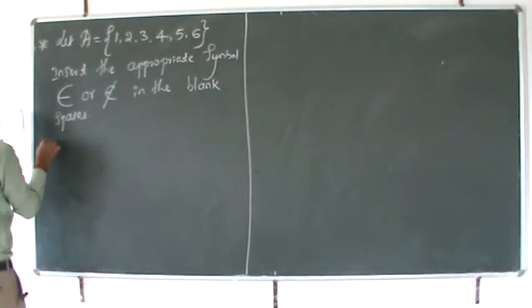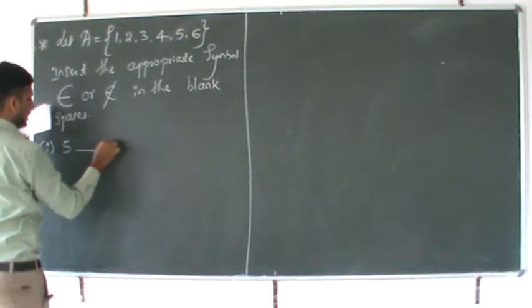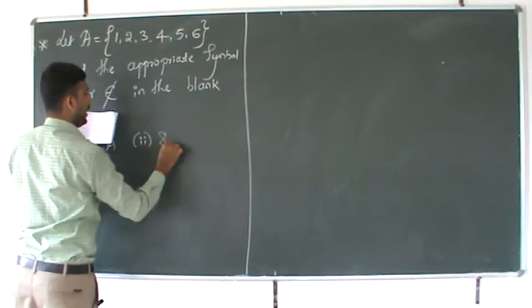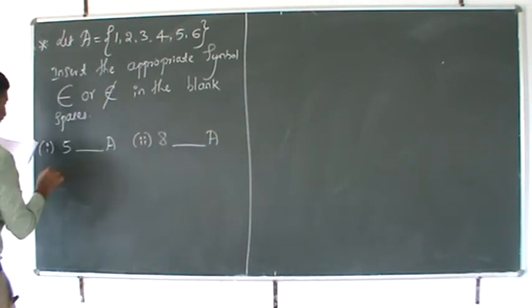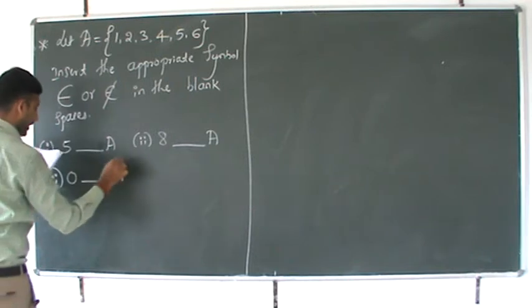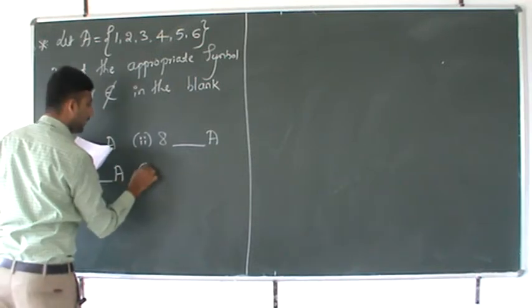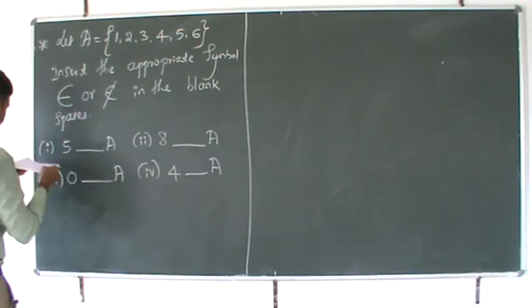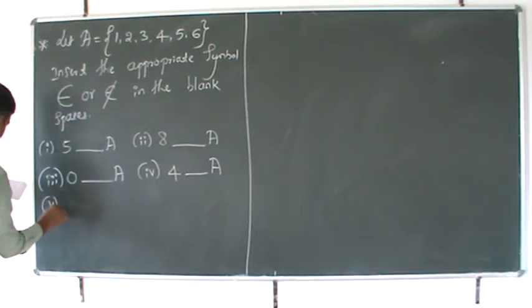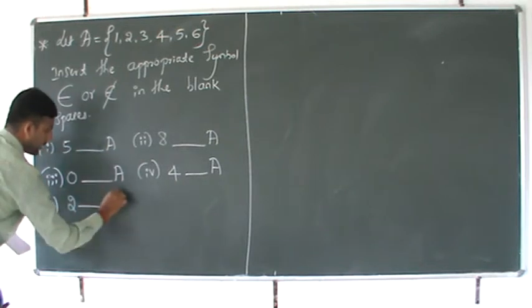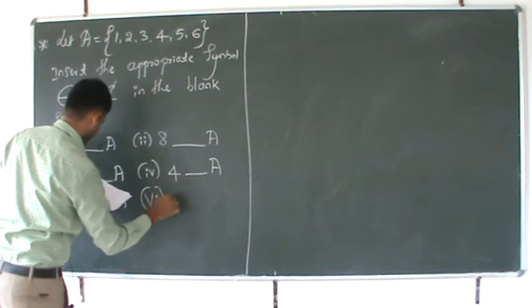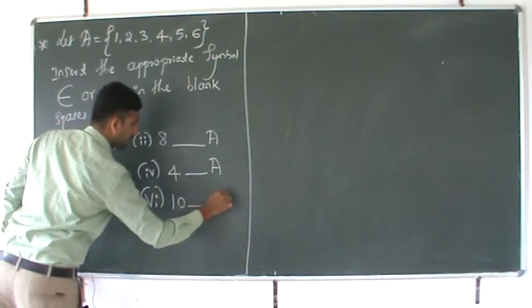First one: 5 dash A. Second one: 8 dash A. Third one: 0 dash A. Fourth one: 4 dash A. Fifth one: 2 dash A. Sixth one: 10 dash B.